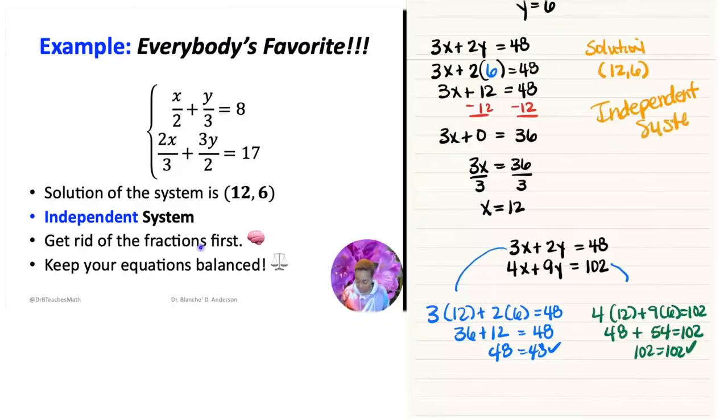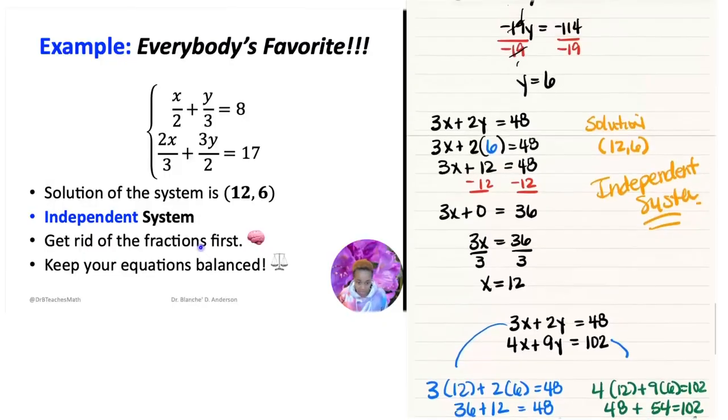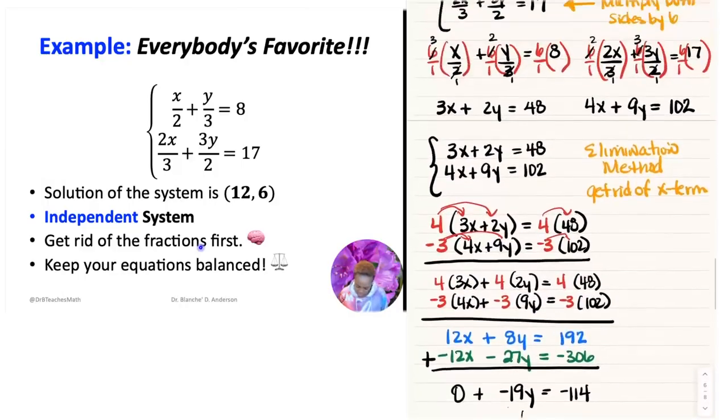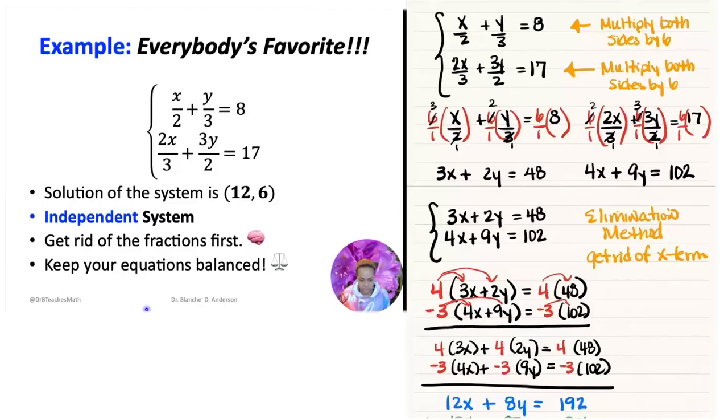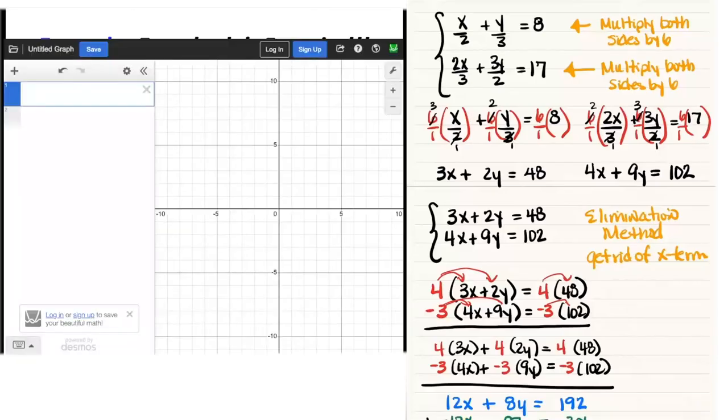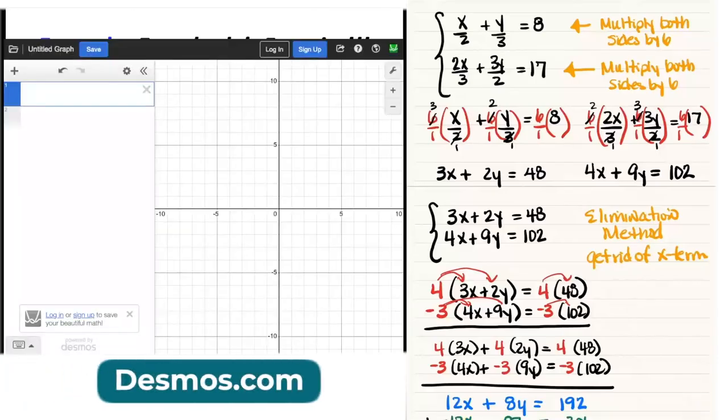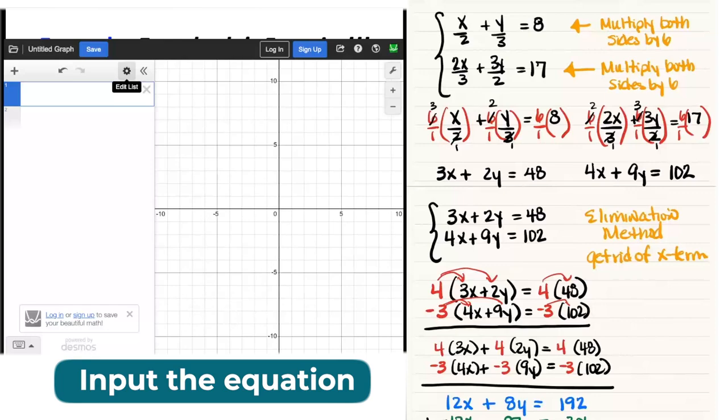Yep. Get rid of the fractions first. Don't make it harder than what it needs to be. One of the things that I wanted to show you though, with Desmos. So watch, I can, hold on, iPad, Desmos. Yeah. So with Desmos, I can type in this equation. So I'm going to type it in exactly how it looks, okay, into the Desmos.